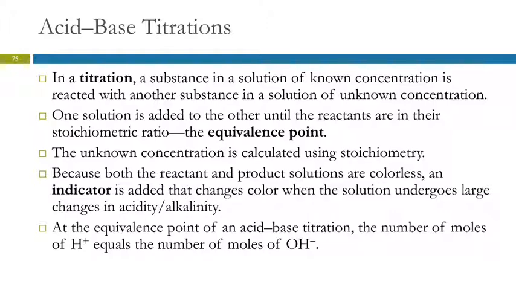Well, there's different ways to detect that equivalence point. The easiest is to use an indicator. So an indicator is a compound that will change color based on whether the solution is acidic or basic. At the equivalence point for an acid-base titration, the moles of H+ are equal to the moles of hydroxide.